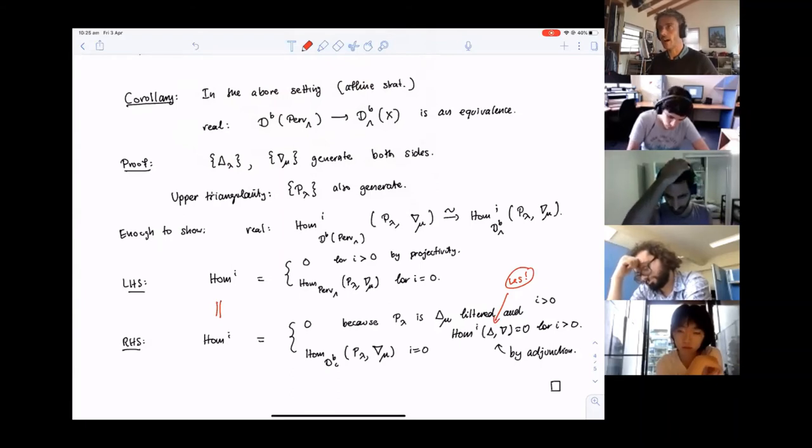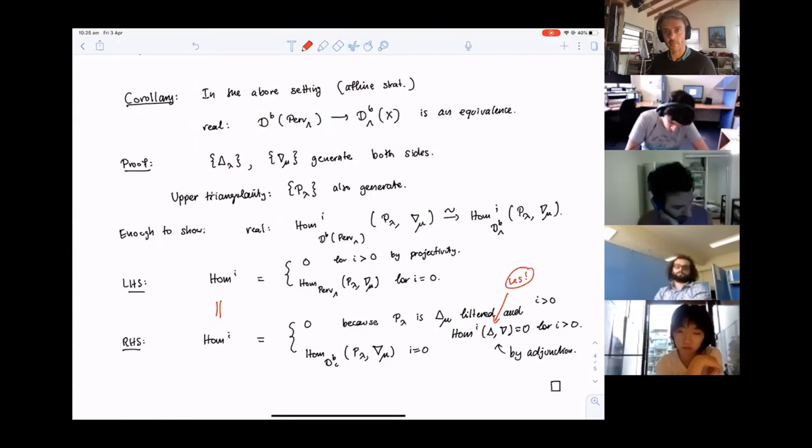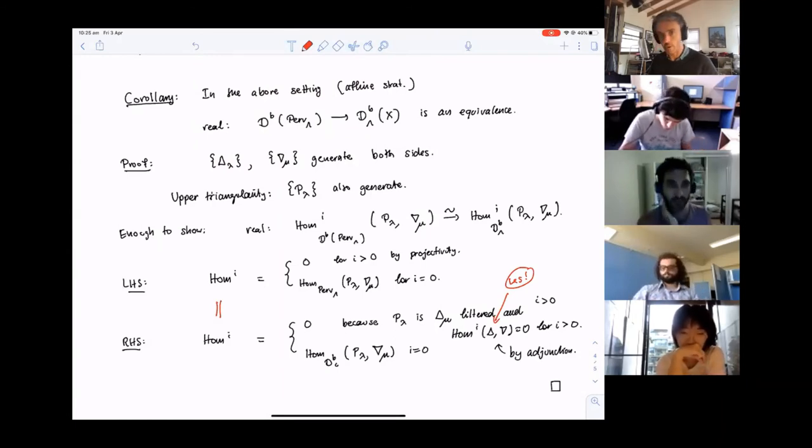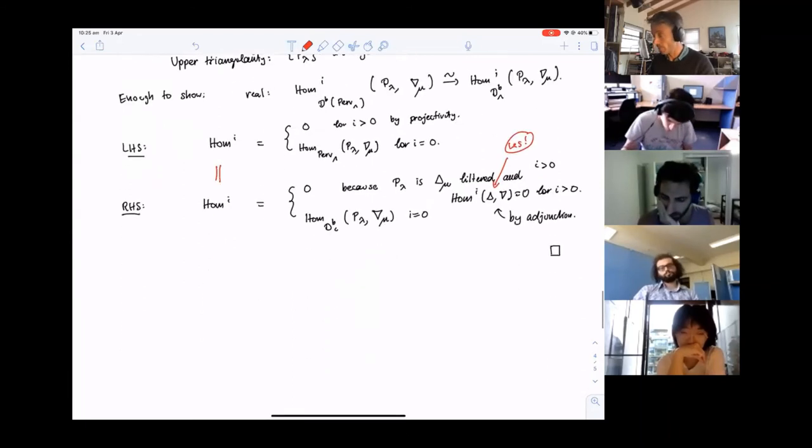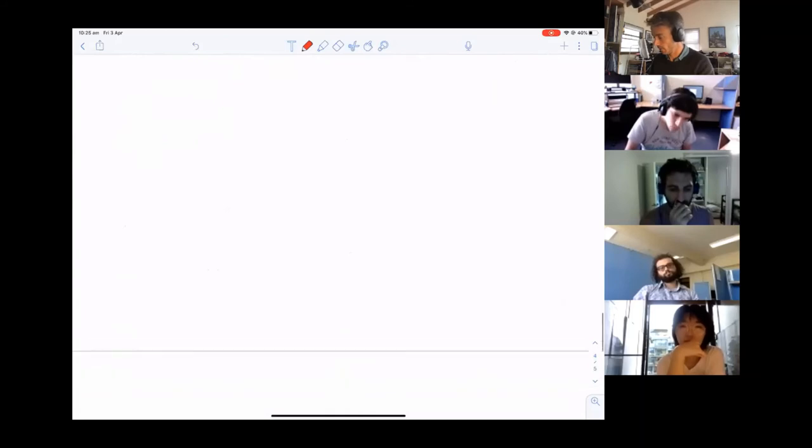Okay, so now we're ending constructible sheaves for some time, and I just want to explain where we're going for the next few weeks. Are there any more questions on this? So where are we going?